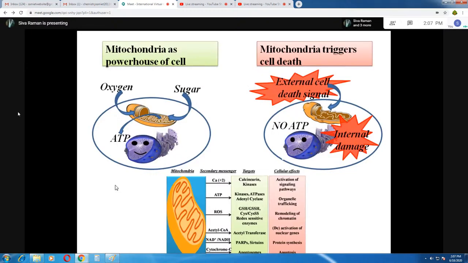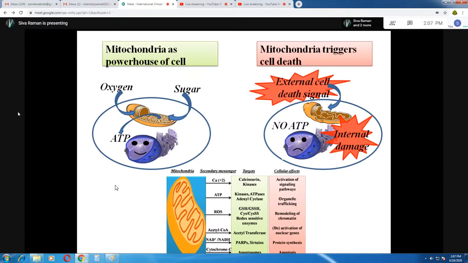The sugar molecule present in the cells is consumed by the mitochondria using the oxygen we inhale through respiration, and it is converted into ATP. If mitochondria triggers cell death, it won't produce any ATP molecules. ATP, as we already said, is adenosine triphosphate, also termed the energy currency of the cell.